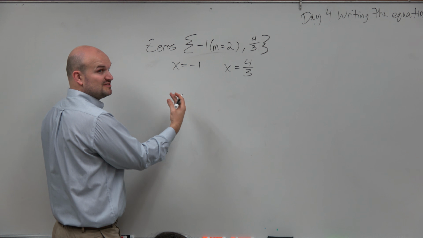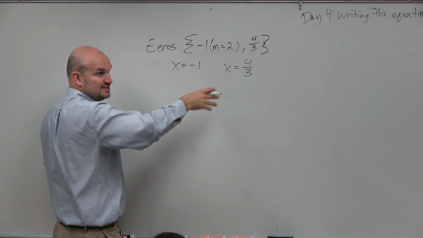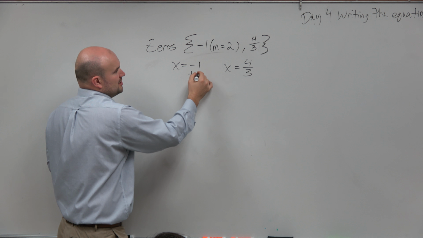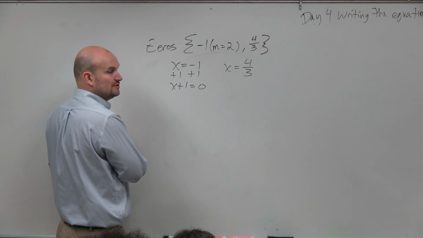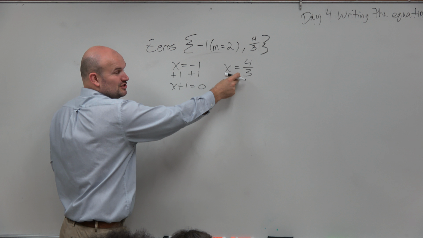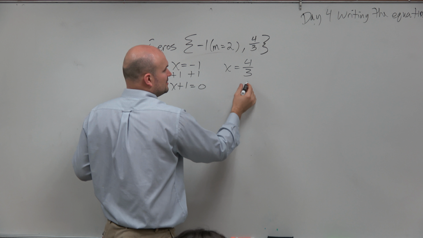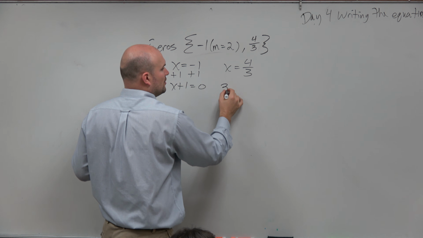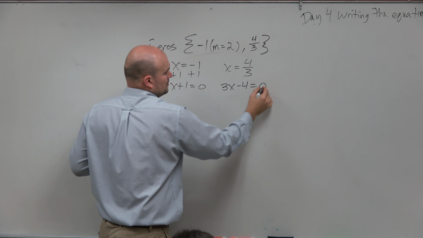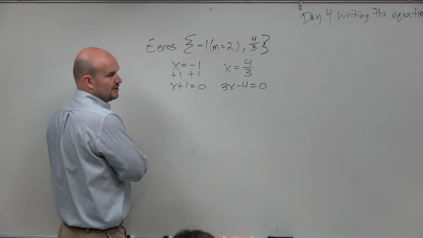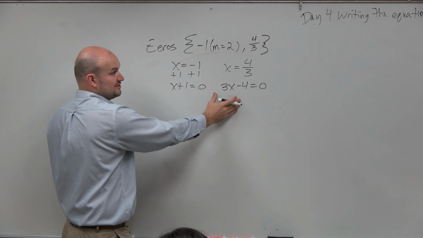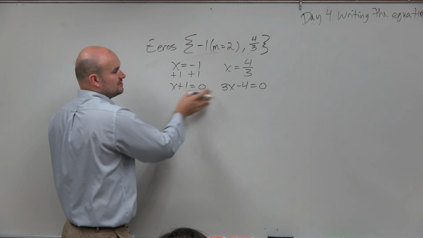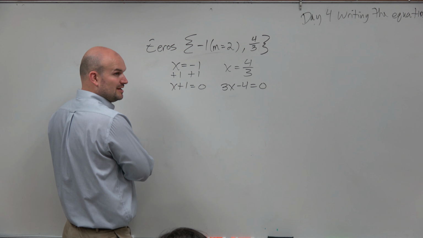Now, to write them as factors, we know factors set equal to 0 by the zero product property. You could probably do this in your head, but to show what I'm doing, I'm going to set each one equal to 0. And again, as I mentioned, use inverse operations here. Multiply by 3 on both sides, subtract 4 to get your 0. Don't subtract the 4/3. So those are my two factors. Therefore, I can set them in factored form.